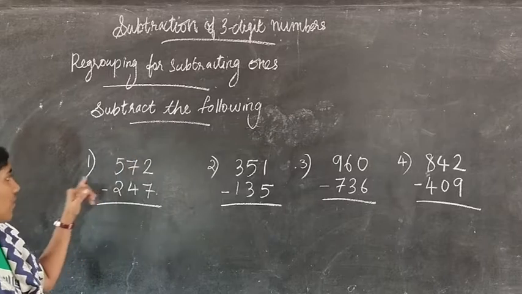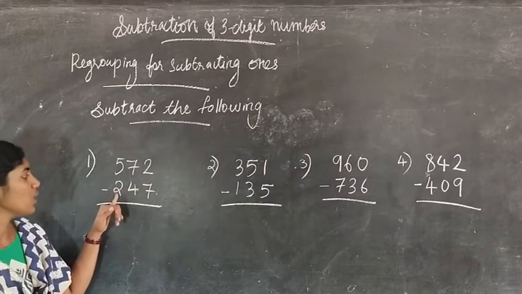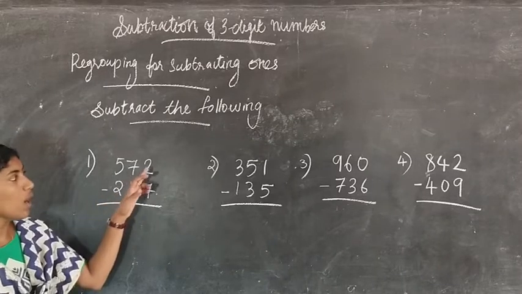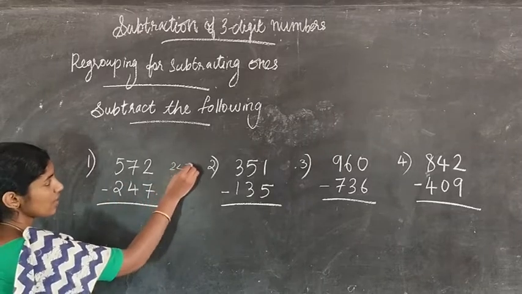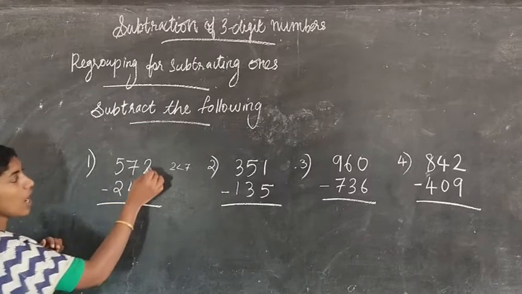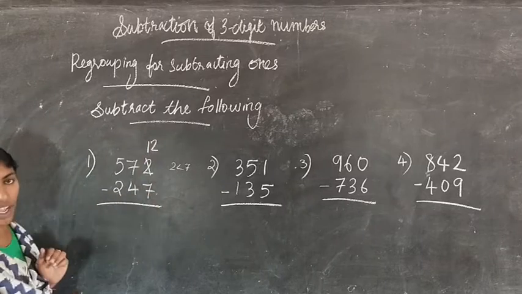Subtract the following. First one, 572 minus 247. So first we have to subtract the ones. Here we know that 2 is less than 7. So we have to borrow 1 ten from this tens column and we have to regroup this as 12. Then 12 minus 7. How are we finding?